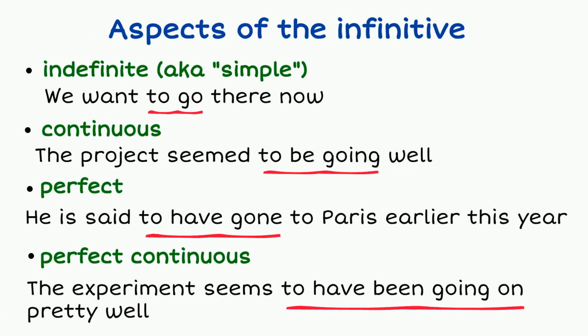The infinitive doesn't have tenses. More about it in my first video on the infinitive, which you can reach via the link above. But it does have aspects: indefinite, also called simple, to go, continuous, to be going, perfect, to have gone, and perfect continuous, to have been going on. What do these aspects mean? In general, they show a temporal relationship between the infinitive and another verb it refers to.